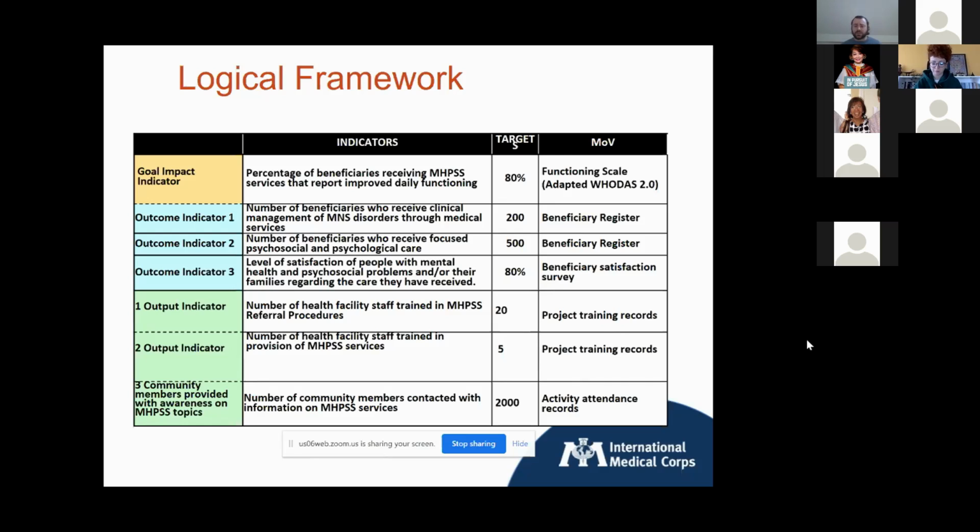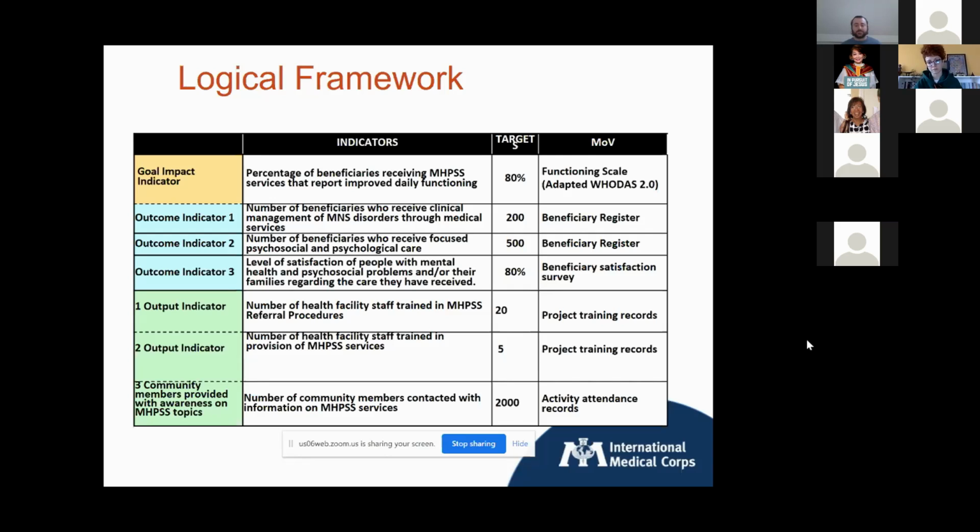The means of verification here is a beneficiary register, which is extremely important to have in any MHPSS program, where we can log details of beneficiaries. This can be adapted in many ways, depending on the needs of the individual MHPSS program and the services that you are providing.